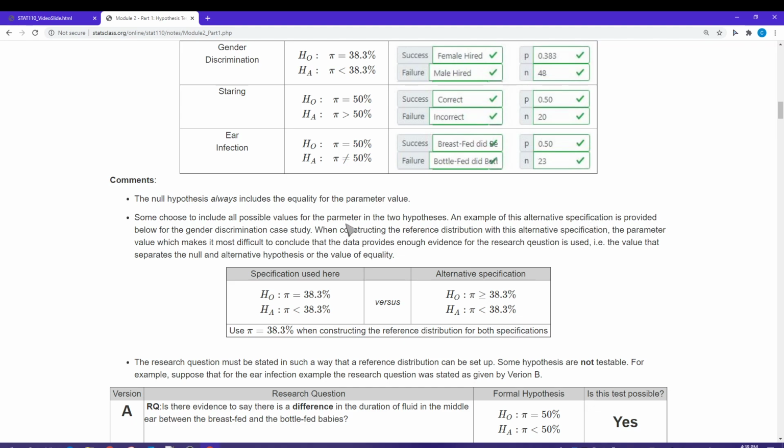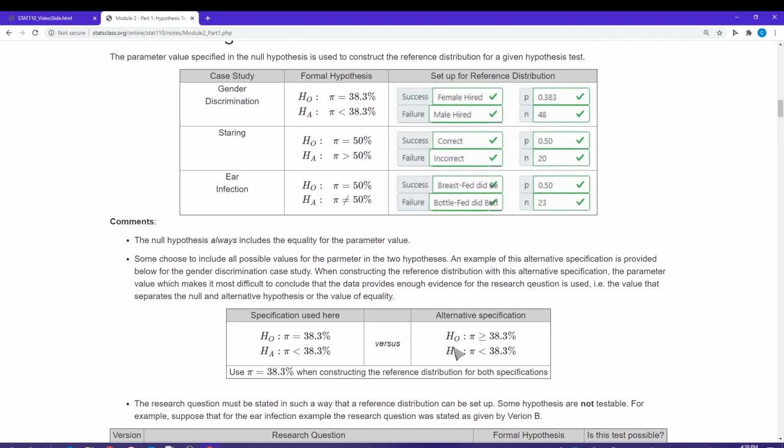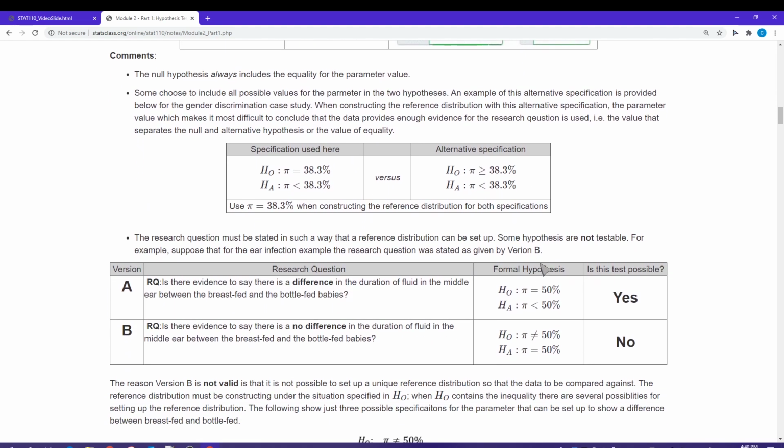Now some people write the null hypothesis as everything not contained in the alternative. So the way that I've been doing it is just writing that the parameter value is equal to 38.3%. That's what I have down here. That's how I typically write it. But some people are going to write it like I have over here on the right side.